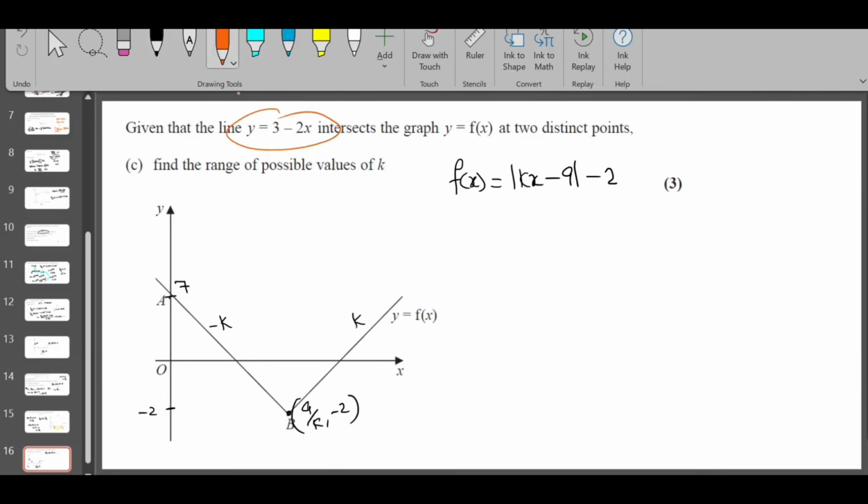Now I'm going to take the straight line, y equals 3 minus 2x. Now we are going to take note of all the known facts from the straight line. 3 is the y-intercept. Let's say 3 is here. Now we need to draw a line that passes through 3 and has a slope of negative 2.